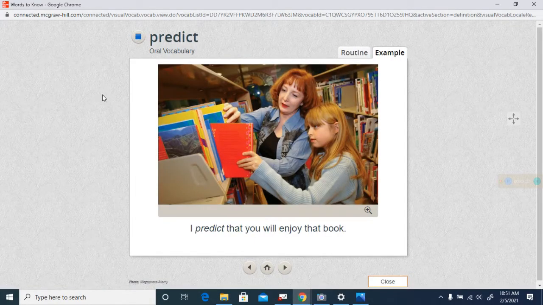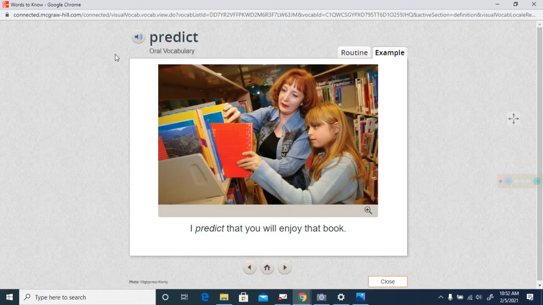Predict. I predict that you will enjoy that book. Can you say predict with the computer? Ready? Predict. To predict is to guess what will happen in the future. The example, I predict you will enjoy that book. I think you will like it, in other words.